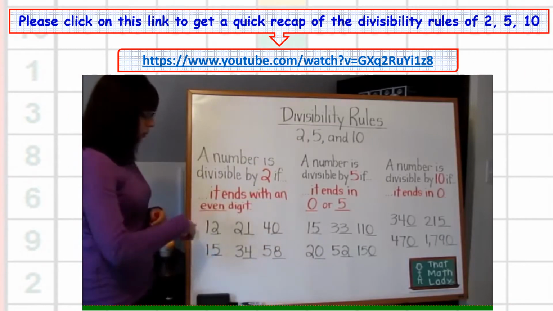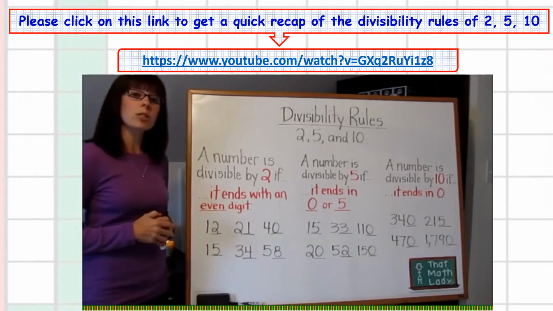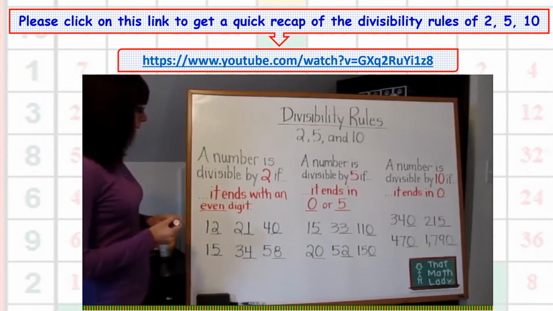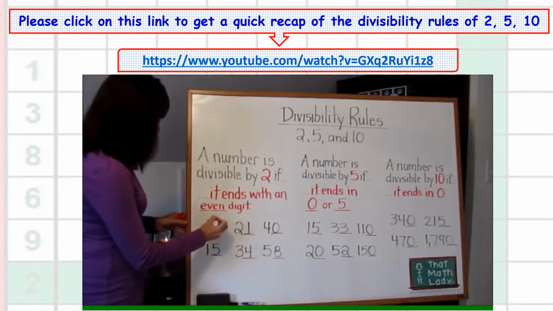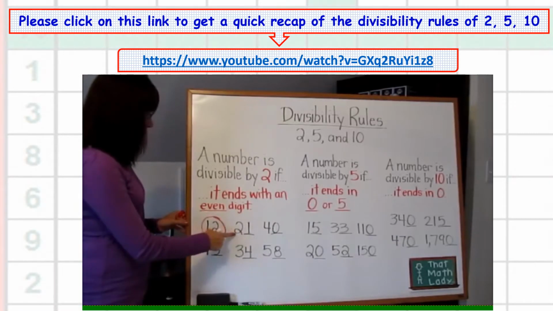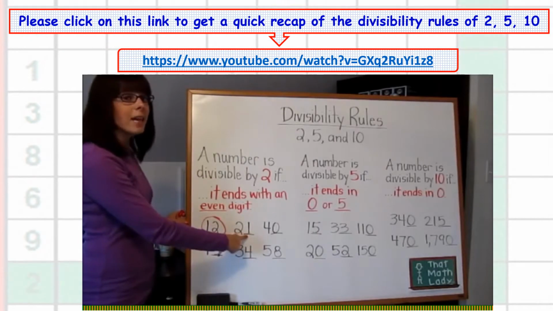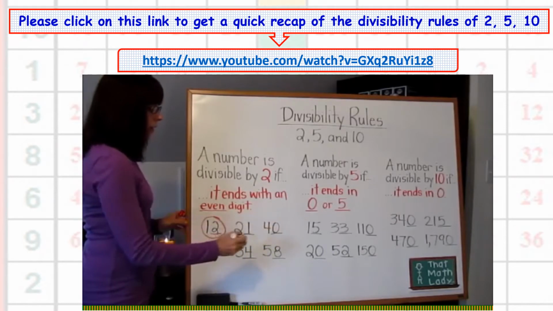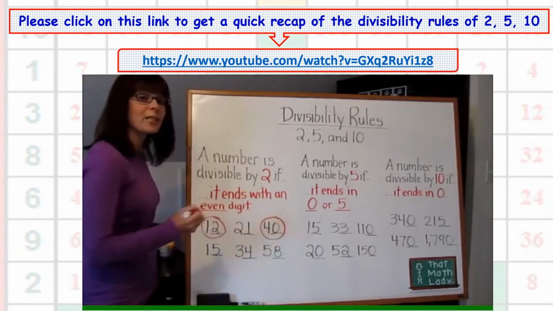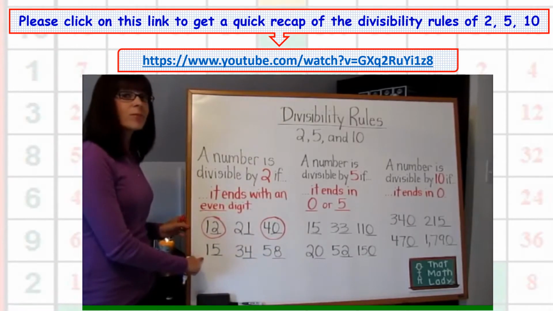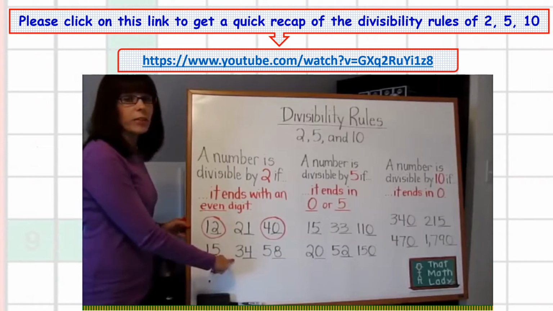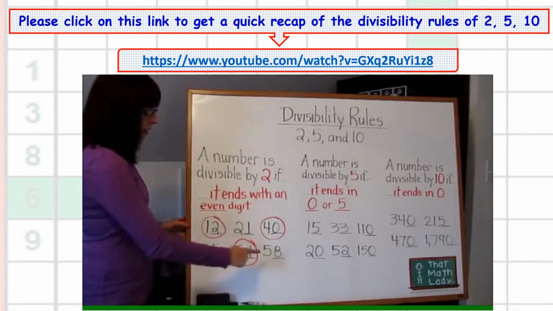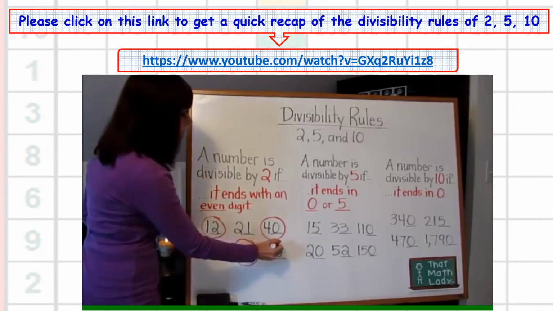So let's look at these examples right here. Can you tell which ones are divisible by 2 just by looking at the last number? 12. 2 is an even number, so it's divisible by 2. 21. It ends with a 1, not an even number, so not divisible by 2. 40. It ends with a 0, so it is also divisible by 2. 15. You're right, it's not divisible. What about 34? 34 is divisible by 2 because 4 is an even number. And 58, yep, also divisible.